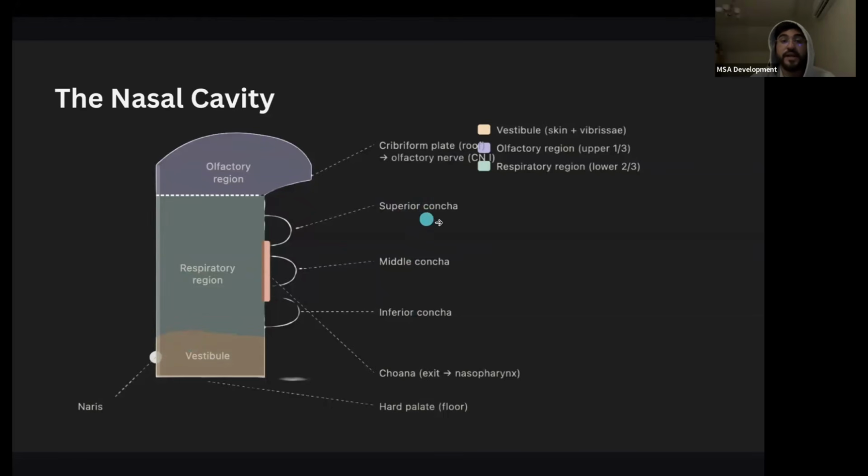Now, in your respiratory region, you're going to have your different conchae. So you're going to have the superior conchae, the middle conchae, and the inferior conchae. And then you're going to also have something we call the choana. The choana here is basically where your nasal cavity communicates with the nasopharynx. Okay.